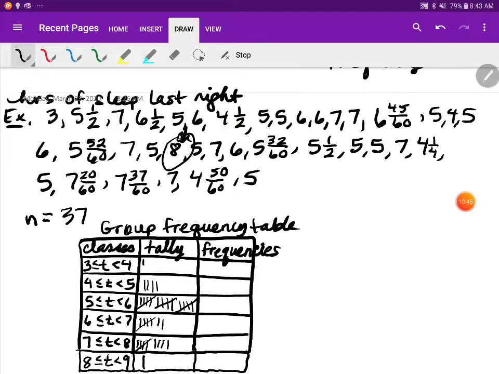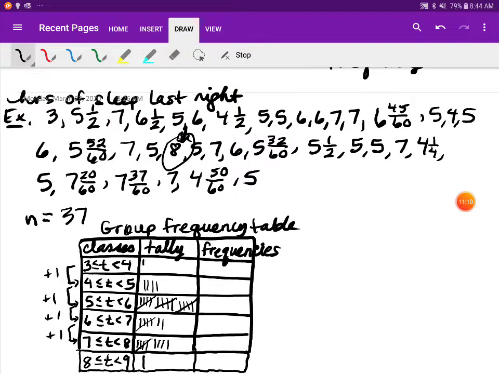And it's best to do your class widths. Class width is from one class to the next. From 3 to 4, that's plus 1. From 4 to 5, that's plus 1. It's best to make them equal if you can. But sometimes we can't make them equal. You know, because what if all of a sudden somebody got 14 hours of sleep? Are you going to have a bunch of 0 classes? Or are you going to try to grab your last class to be 8 all the way to 14?